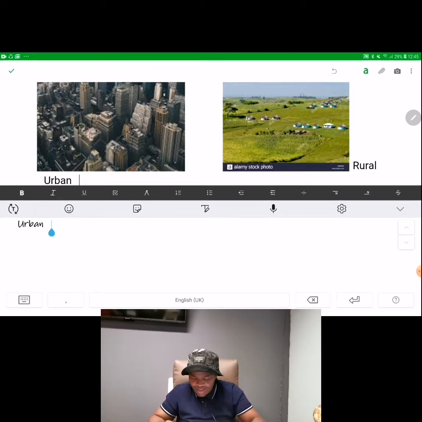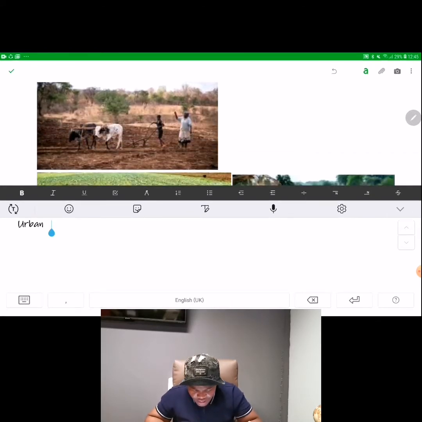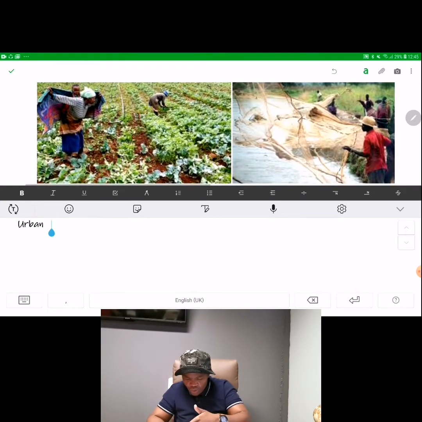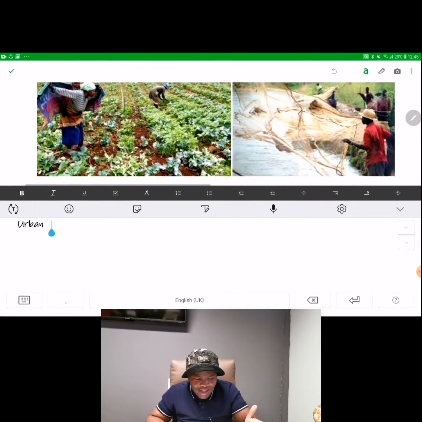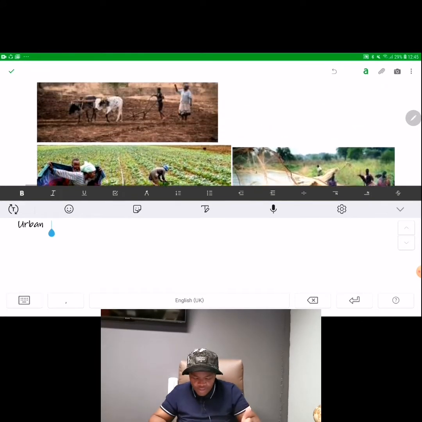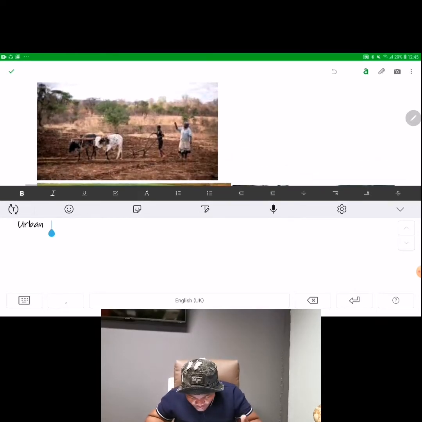in that area. It can be either farming, it can be either what, your fishing or your minerals that are being done there. So it can be your farming, your fishing, your mining, and also the forestry. As you guys can see here, here is farming. This is our rural areas.